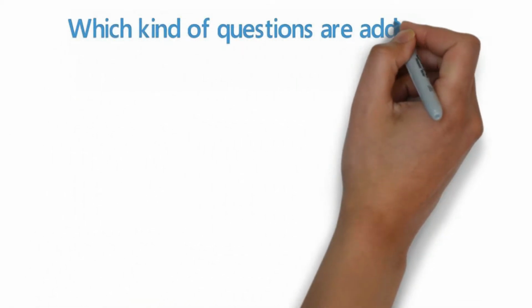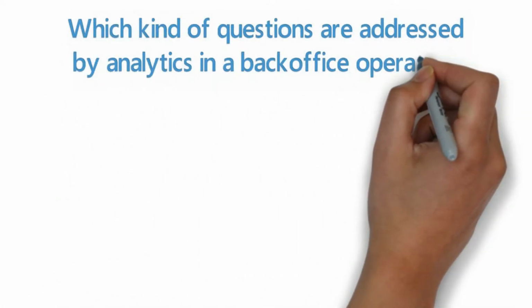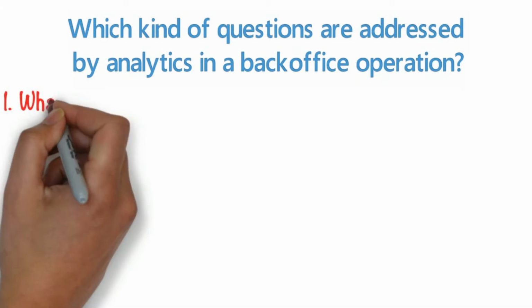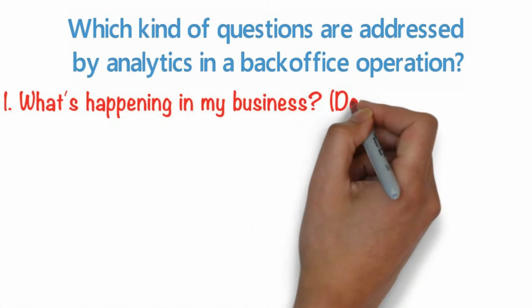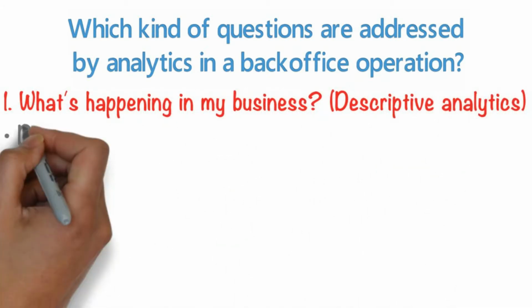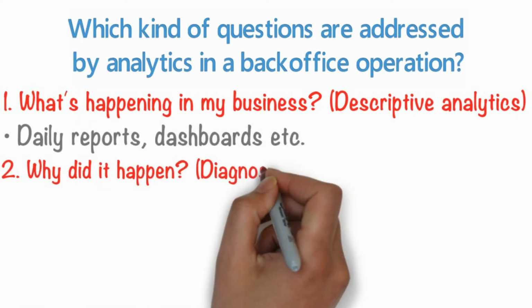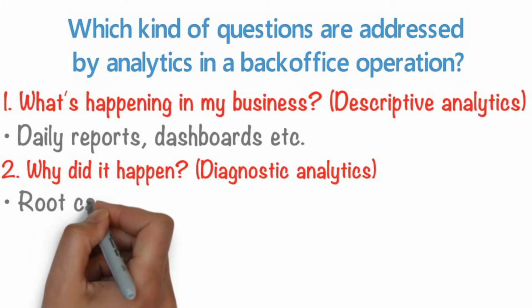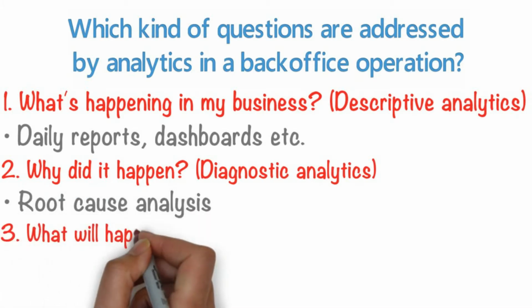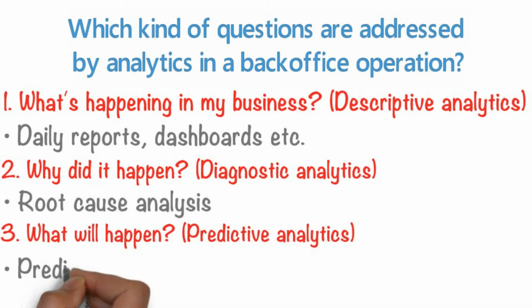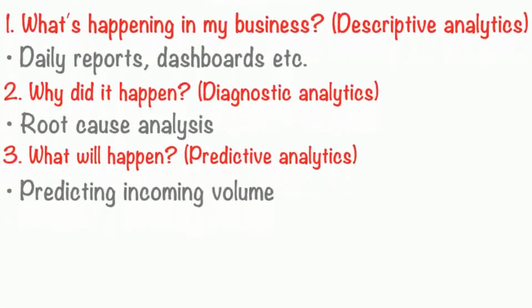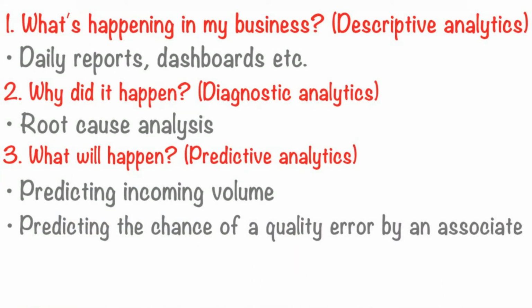Which kind of questions are addressed by analytics in a back-office operation? 1. What's happening in my business? Descriptive analytics, daily reports, dashboards, etc. 2. Why did it happen? Diagnostic analytics, root cause analysis. 3. What will happen? Predictive analytics, predicting incoming volume, predicting the chance of a quality error by an associate.